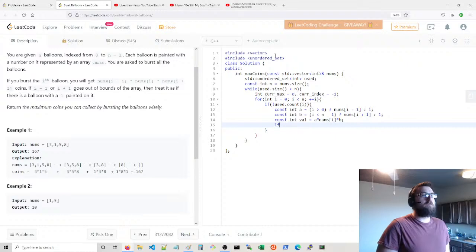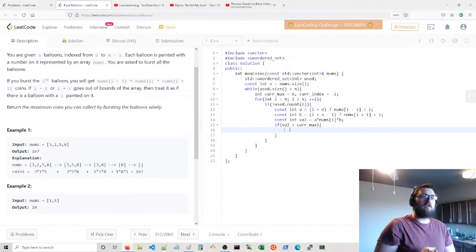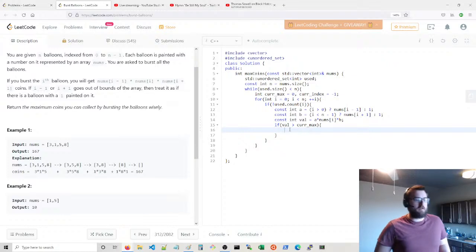And say if val is greater than current max, then now what's interesting about this is actually this can't be correct, because you could have situations where you have the same maximum twice, but it's better to select one balloon rather than the other. Now maybe I'm wrong about that. Maybe it doesn't matter in those cases. But I get the feeling this is not going to be a correct algorithm. We could try it.